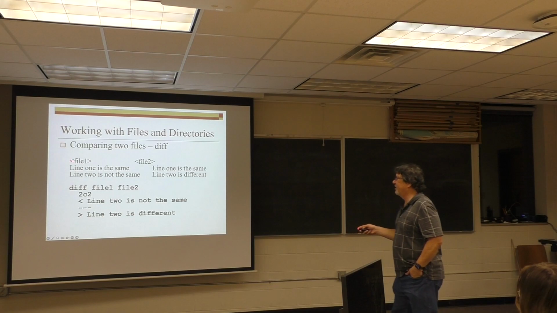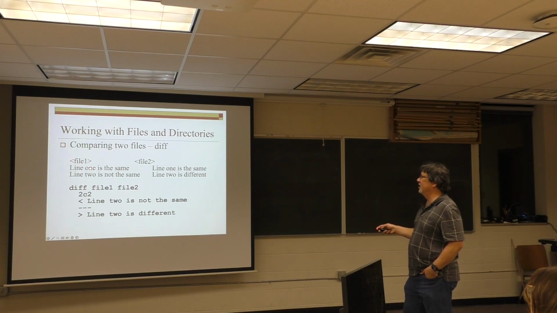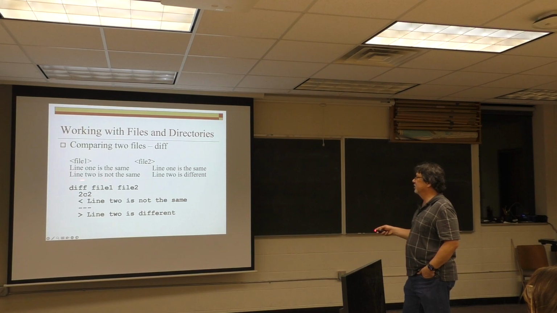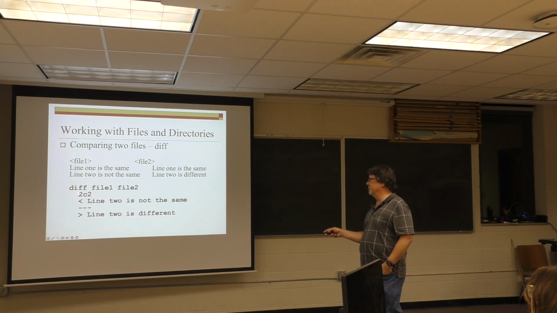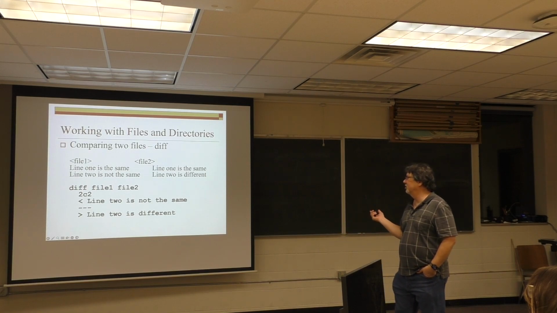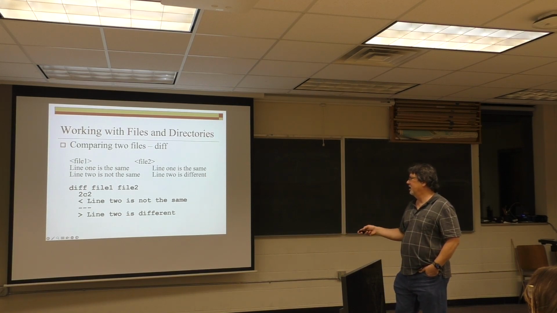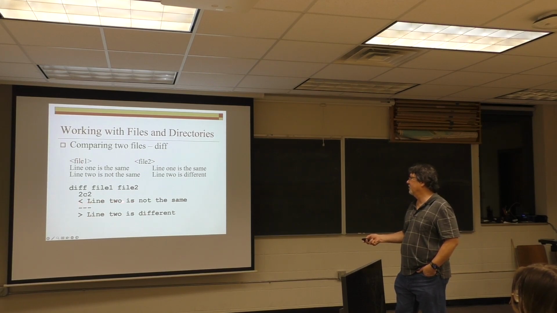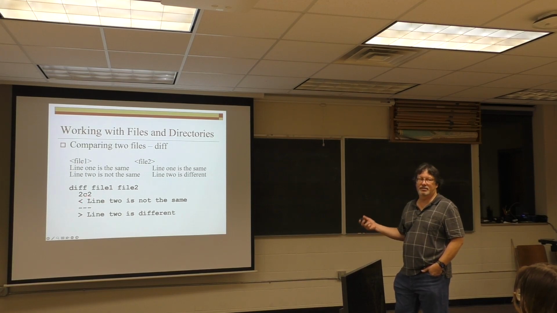Basically, if I've got two files, and in those files, line 1 is the same, but in this one, line 2 is different than in that one, what this is going to output is those two lines, showing that in the first one, that line is not the same, and that line is different. And this little gibberish here means that to make file 1 look like file 2, you have to change line 2 from this to that. That's what that means.